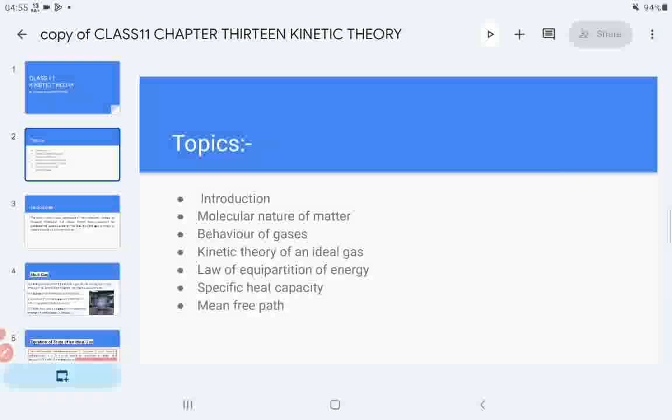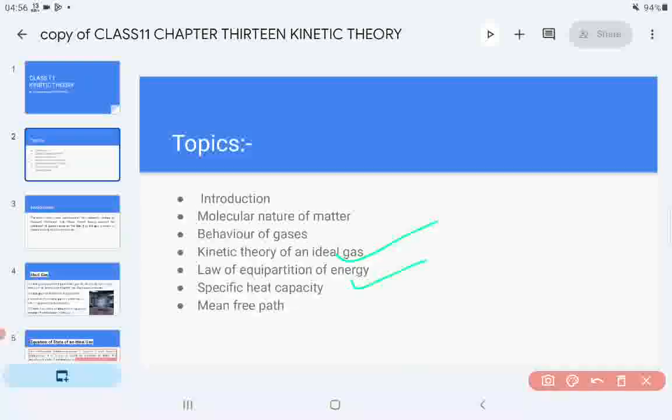Firstly, the introduction part, where we will be discussing the contribution of many scientists: Boyle's law, Charles' law, Dalton's law, Avogadro's law. These all laws we will be studying. We will study the behavior of gases, the ideal gas equation, and then we'll move on to Maxwell's kinetic theory of an ideal gas. Here the greatest contribution of Maxwell is that when the molecules are moving, they have some energy and it satisfies the ideal gas equation.